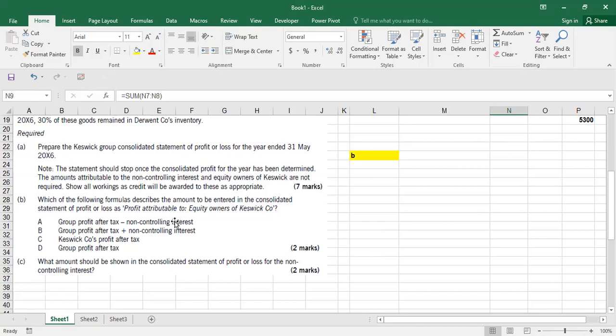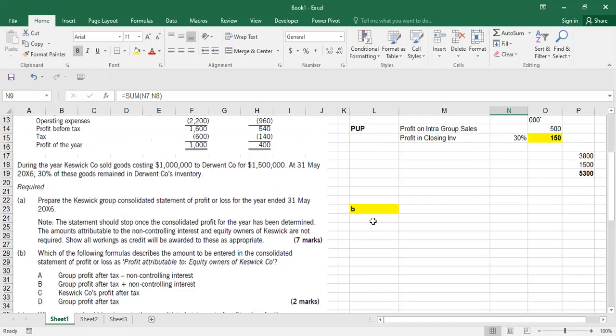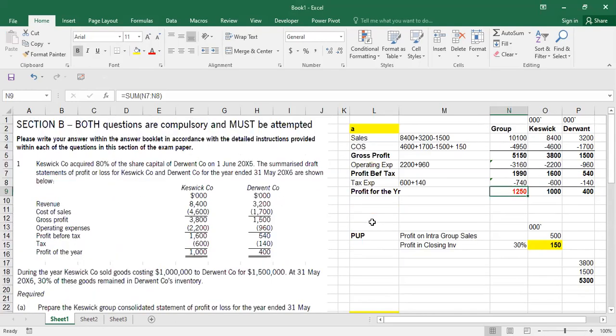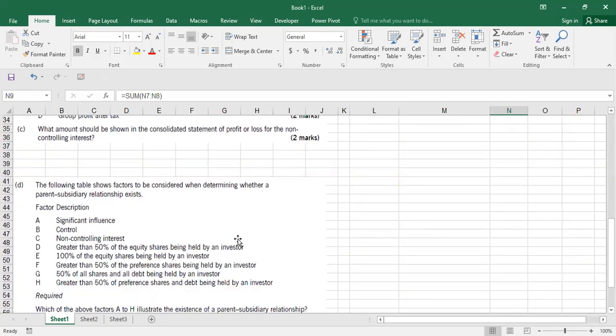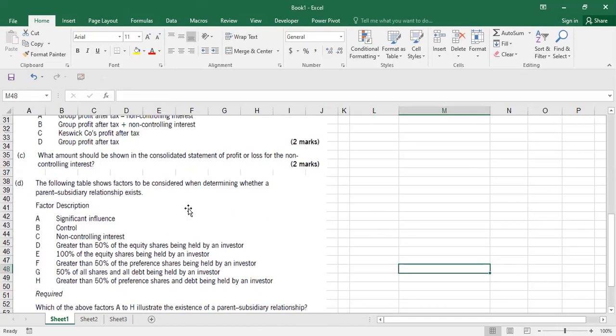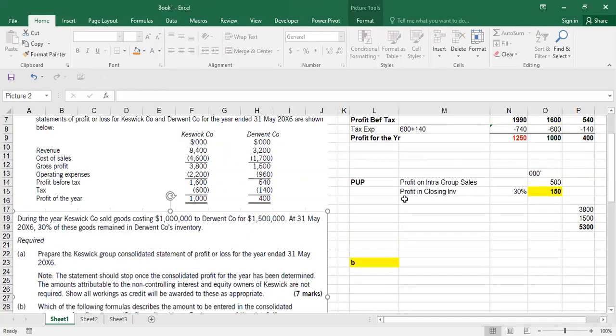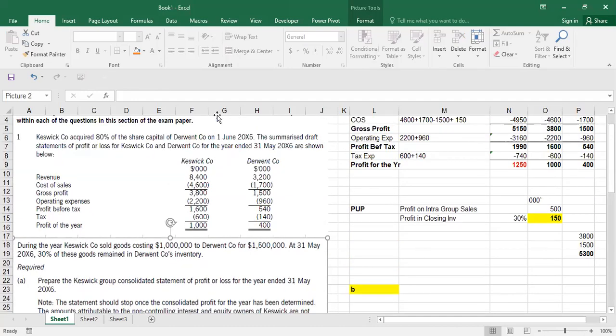Okay. And then part C, what amount should be shown in the consolidated statement of profit or loss for the non-controlling interest? So how much is the non-controlling interest now? For the non-controlling interest. Okay, now for that we need to probably read below. Okay, statement of profit or loss. Statement of profit or loss, how much belongs to NCI? Now, you know that NCI is 20%. Yes. So NCI will take 20% of the profit of its share.